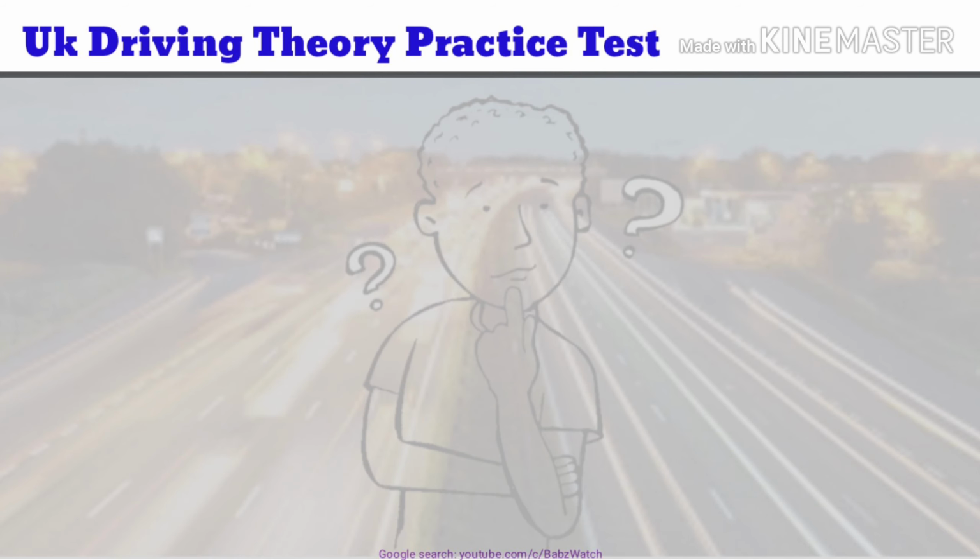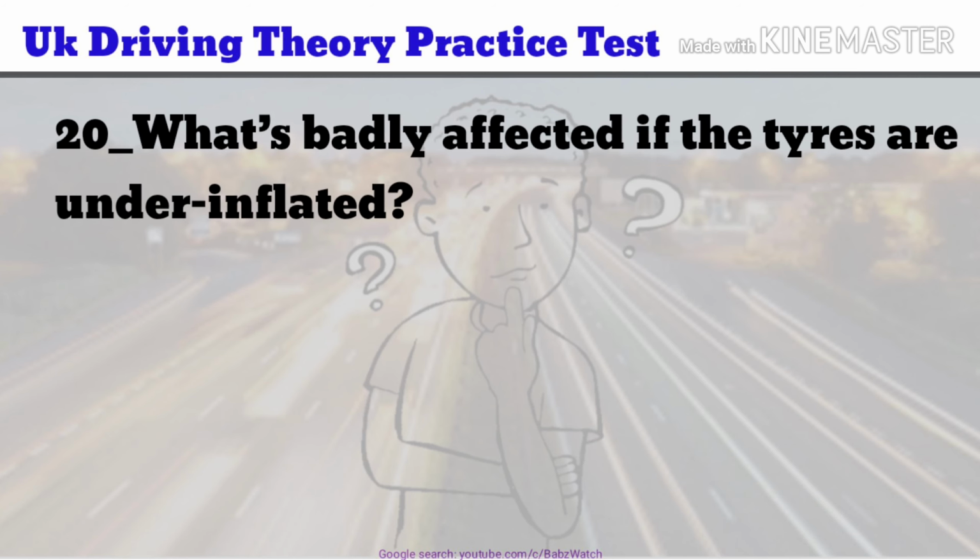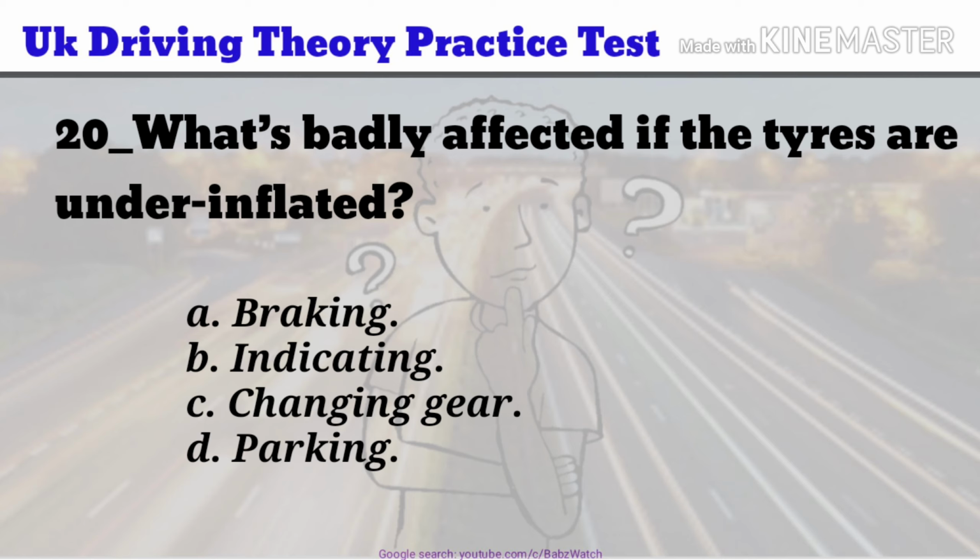UK driving theory practice test question 20 of 50. What's badly affected if the tyres are underinflated? A. Braking. B. Indicating. C. Changing gear. D. Parking. The correct answer is A.